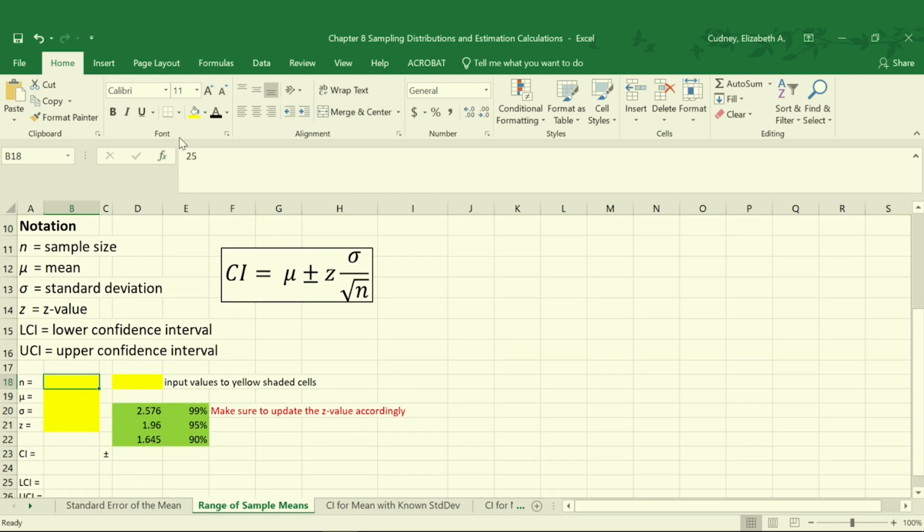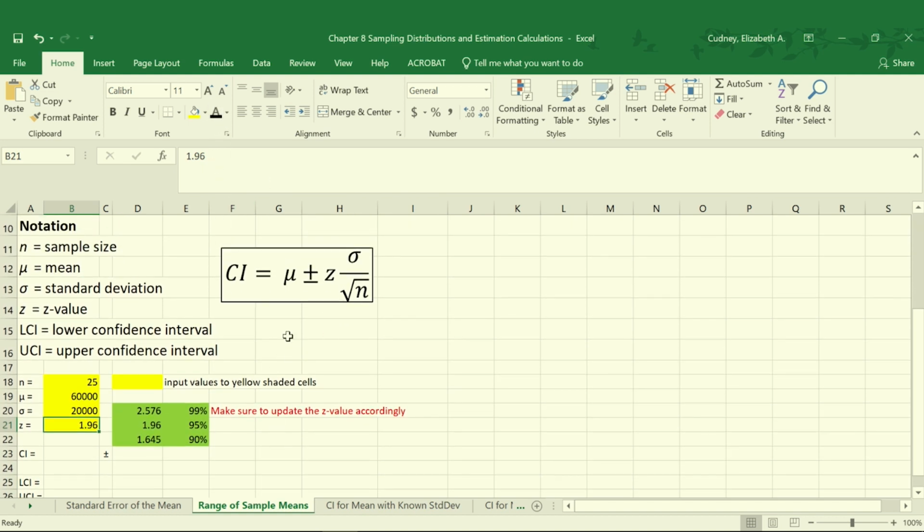So we know, given the information, that our sample size, our lowercase n, is 25 because we surveyed 25 households. Our mean from those 25 households was $60,000. The standard deviation from those 25 households was calculated to be $20,000. In this example, we're going to use a 95% confidence interval, which equates to a z-value of 1.96.